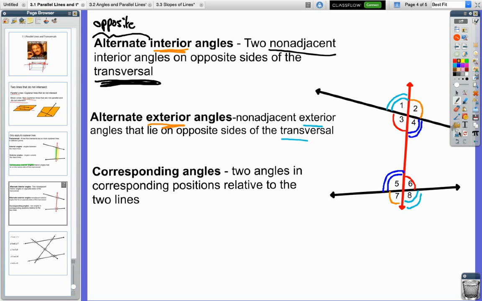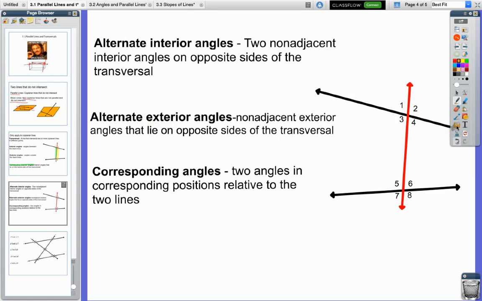Last one, I'm going to clear this off, so make sure you write that down. Last thing right here is corresponding angles. Now, the word corresponding, the way you've seen this before is like in news anchors. News anchors are corresponding to each other, meaning they're doing the exact same job somewhere else. So corresponding things are the exact same thing, just in a different location. So here, two angles in corresponding positions related to each other, but on different lines. So they're in the exact same spot, just on the different group of lines.